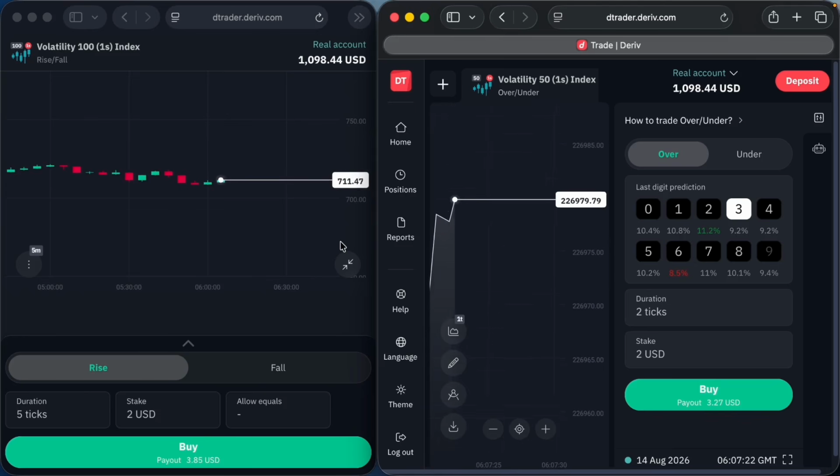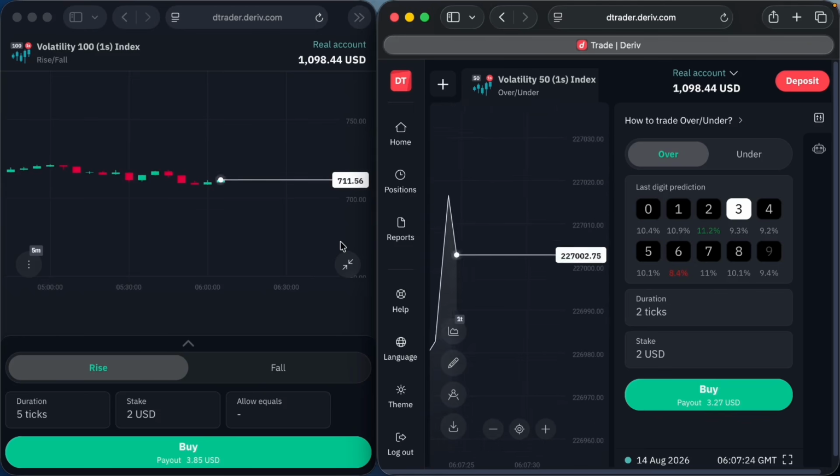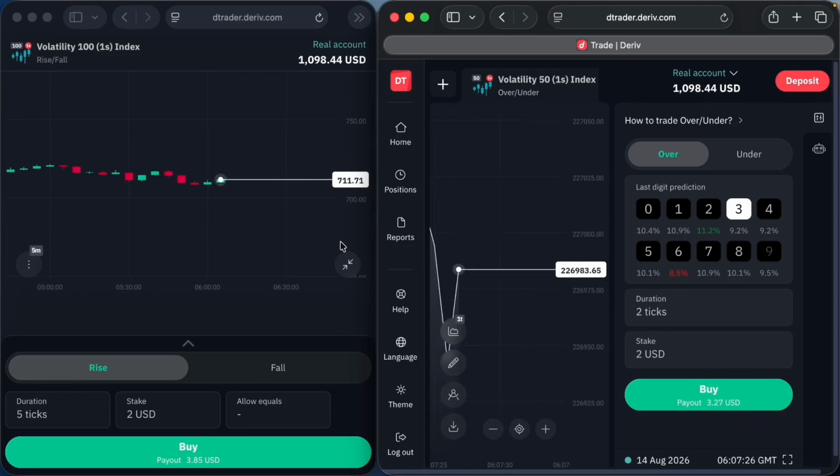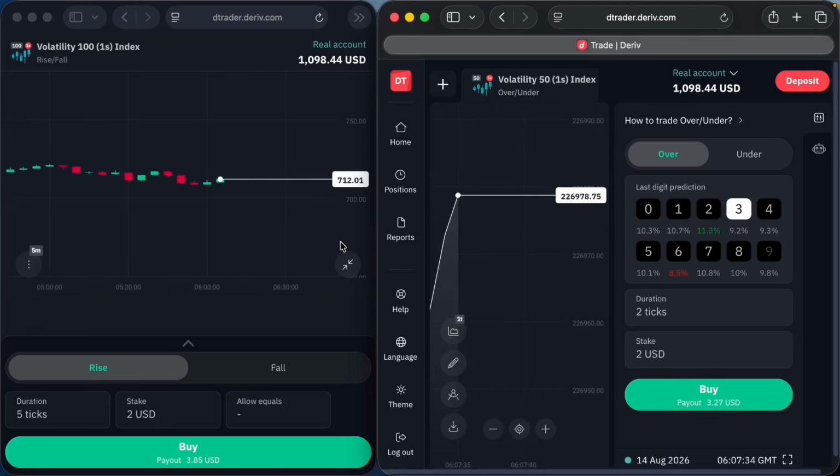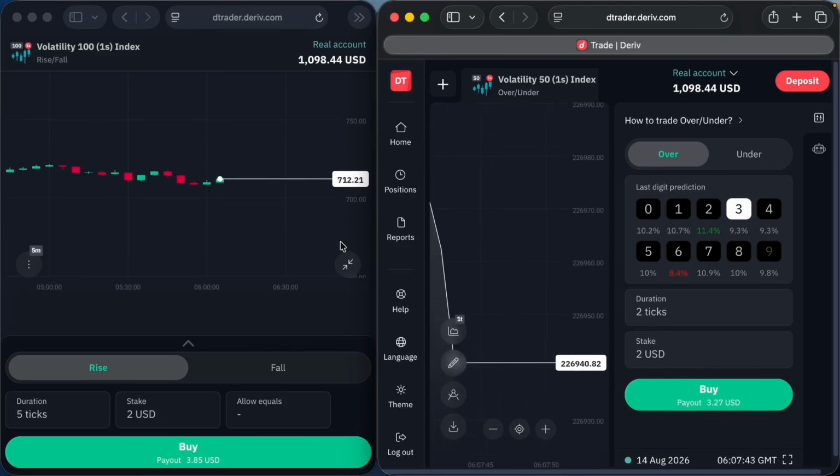Because something that a lot of beginners misunderstand is this. Just because one contract appears to have a higher probability of winning doesn't automatically mean you're going to make more money. I repeat, the payout also changes. So you still need to understand what you are doing.